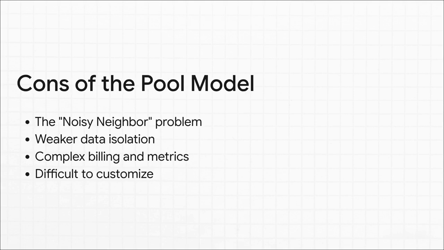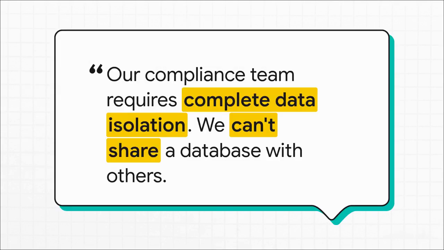What happens when your neighbor in apartment 3B decides to throw a massive party at 3 in the morning? That's the noisy neighbor problem. One tenant running a huge complex report can slow the whole system down for everybody else. And data isolation is a serious concern too. A single bug in your code could potentially expose one customer's data to another. Not good. And then, inevitably, this happens.